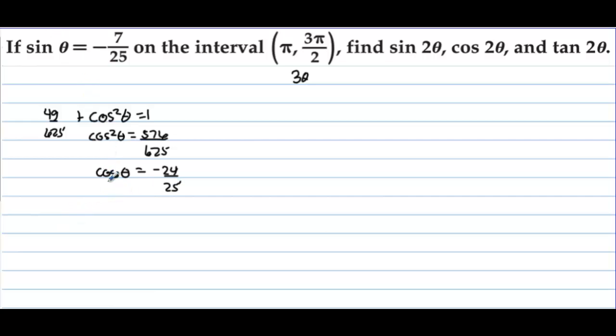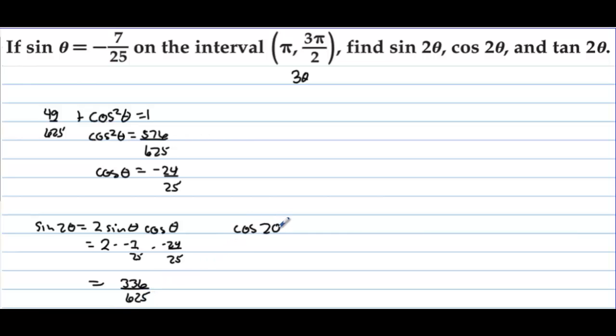Now that we have sine and cosine, we can find the double angles. Sine of 2 theta is equal to 2 sine of theta cosine of theta, and we know those values, so we have 2 times. The sine of theta is negative 7/25, and cosine is negative 24/25. So when you multiply the tops, multiply the bottoms, you get 336 over 625.